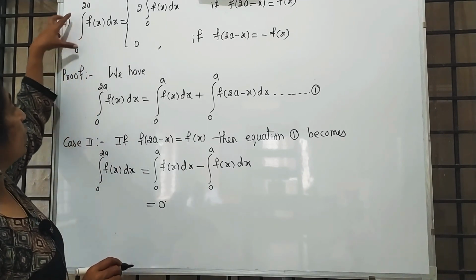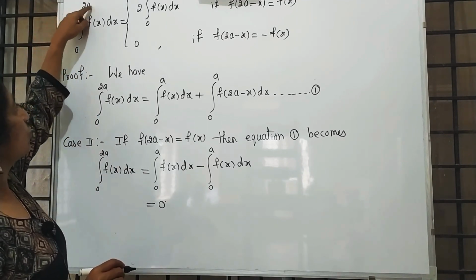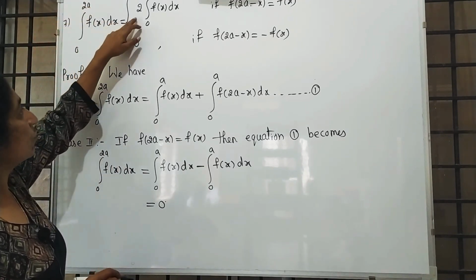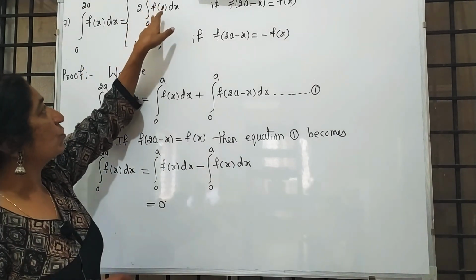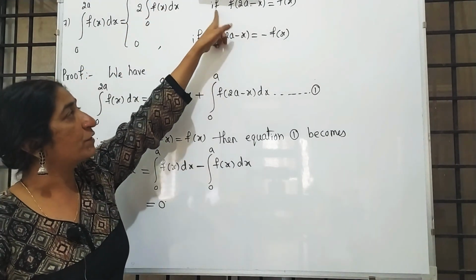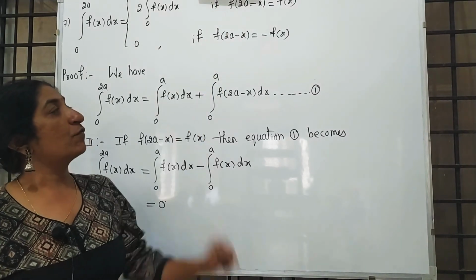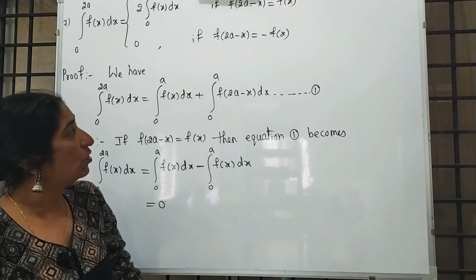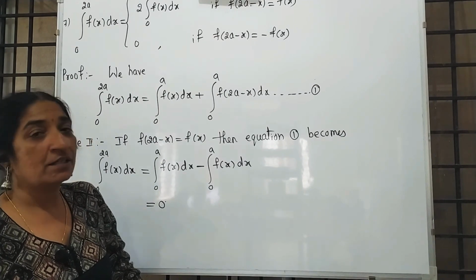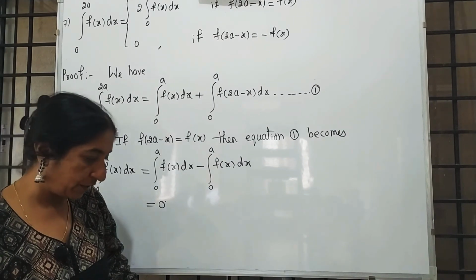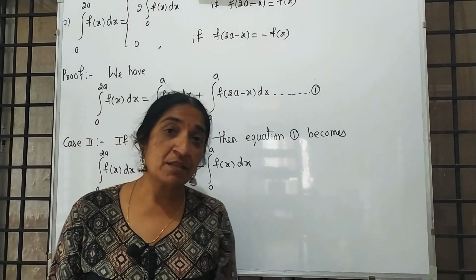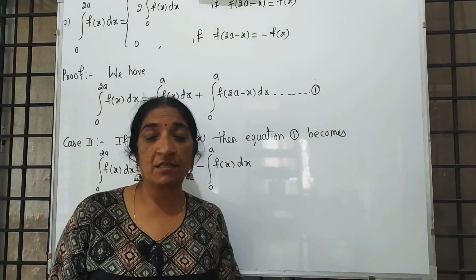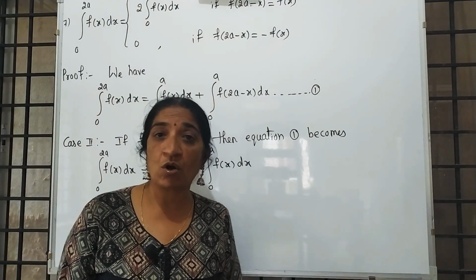So, the important property is: 0 to 2a f of x dx is equal to 2 into 0 to a f of x dx, if this is the condition, that is f of 2a minus x is equal to f of x, and 0 if f of 2a minus x is equal to minus f of x. So, one more property is there, that is an important property. It is related to even and odd functions.